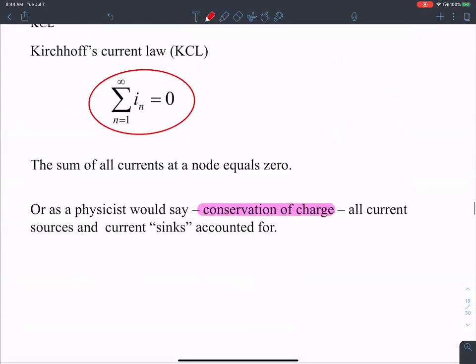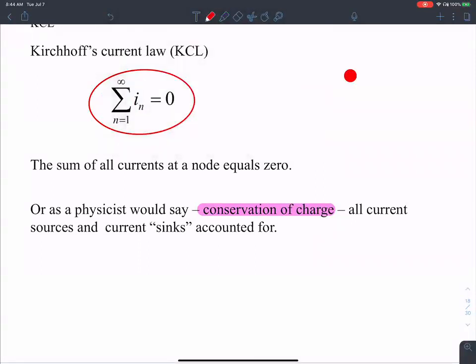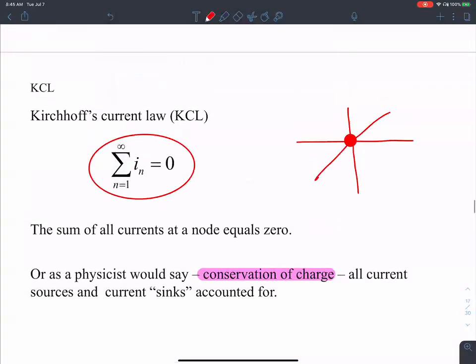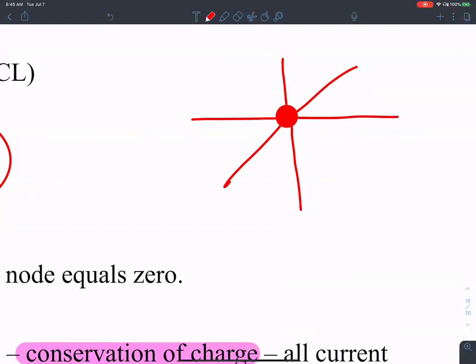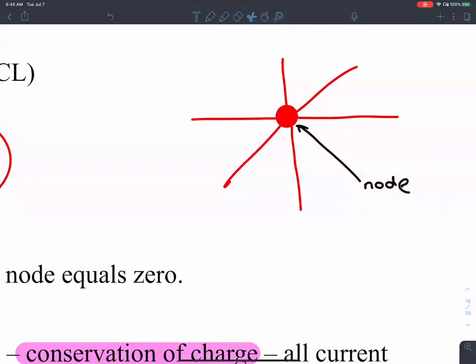Let's say I have a node that looks like so. A node is a connection of more than one branch. Let's say I have 4 branches emanating from this node. This dot is called a node, and the rest are called the branches.